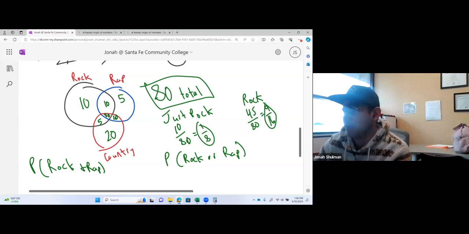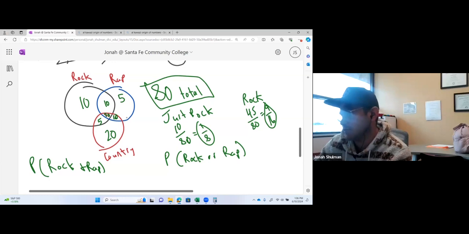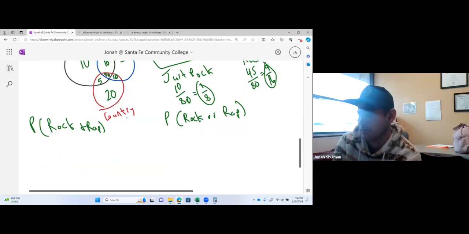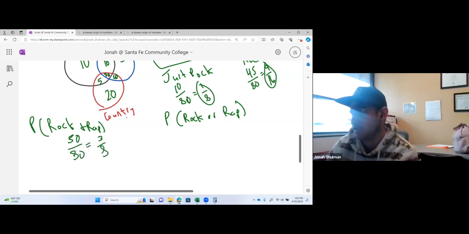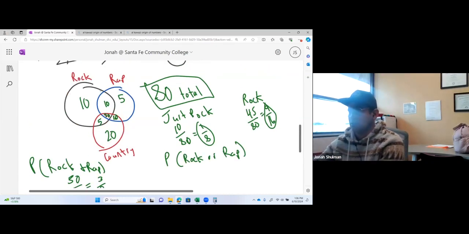Well, for rock and rap music, you got the 20 people who like all three, and 10 people who like rock and rap. So you got to include this one too. So this is 30 out of 80, which is 3/8. I hope that's clear. So that's 30 for rock and rap music.